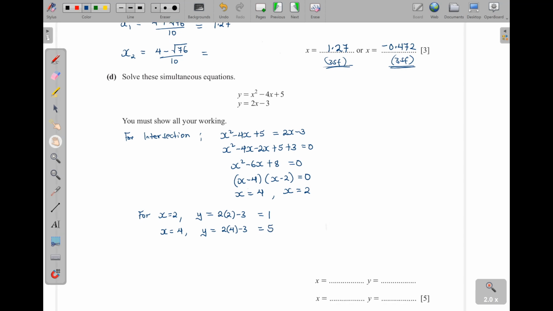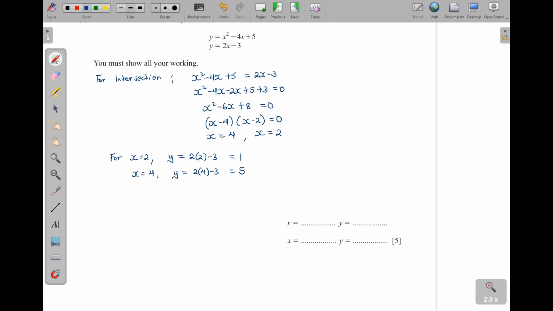Now, people can do this very well, but then when it comes to writing the answers here, they mess up. When x is 2, y is 1. So you write the 2 here and then the 1 here on the same line. Then this one 4 and then 5. So I'll write here my 4 and then the 5, just like that.